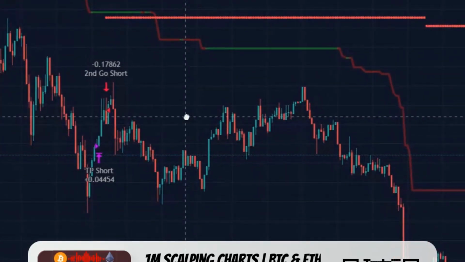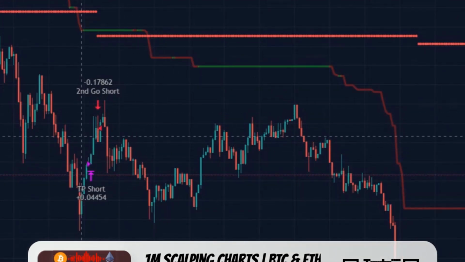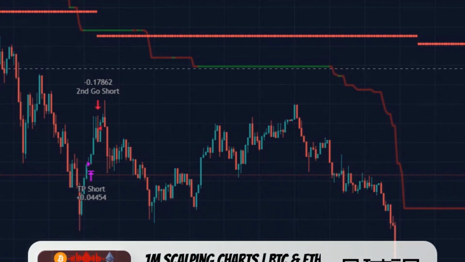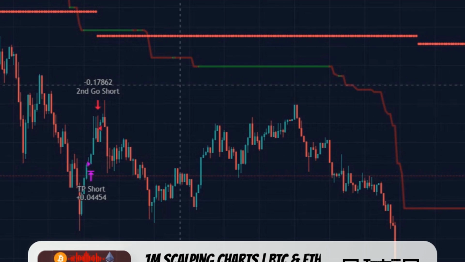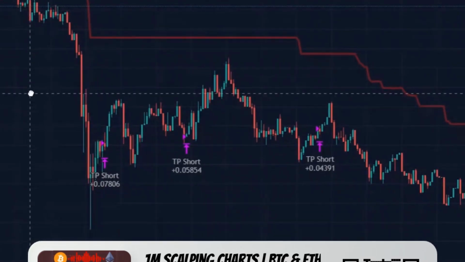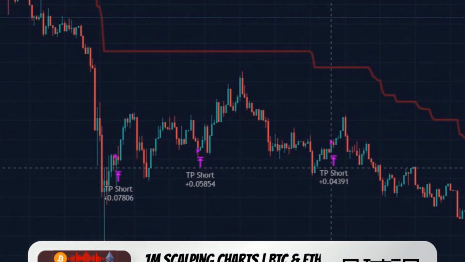I have the script allowing a double short if we see any opportunity to add to our position. So this is an opportunity for you to add back on the same amount you would have had when you started the short. So this is where you would do that. As you see, the market's rolled over and we got another TP short, and you simply want to take profits at each of these levels.